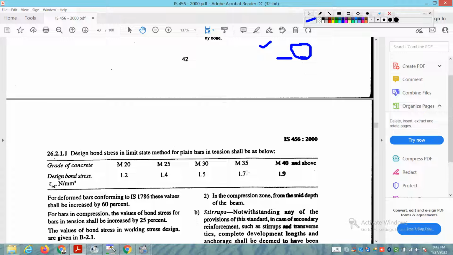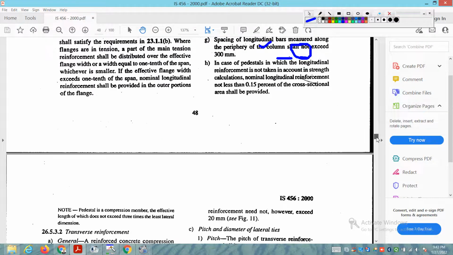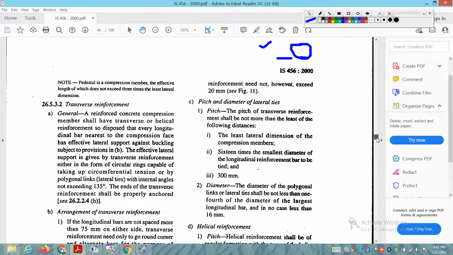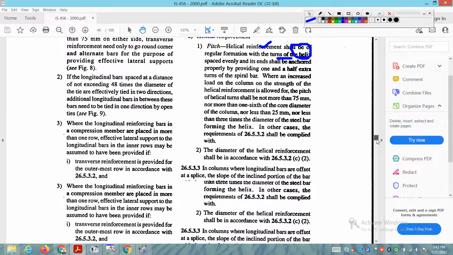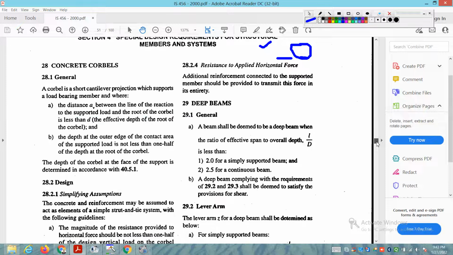So design bond stresses are mentioned in the table. Whenever you design, you cannot take 1.1, 1.2 on your own. No, for M30 grade of concrete, you have to choose this value while designing RCC components. So in this way, I am making you all a small tour of this IS 456. You have to turn the pages and see what exactly is there.